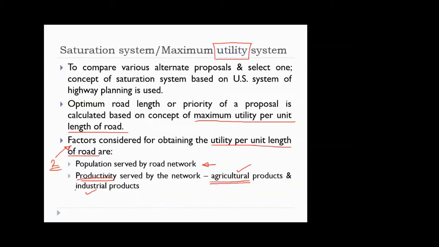And same for the industrial one, if your road is allowing the users to connect to different industries in that nearby area, that was our factor to be considered. So mainly there are two factors, population and productivity. Okay. Now coming to the utility part, what is actually utility? It is a value, or more rightly, a weightage kind of thing, which is assigned to the road.